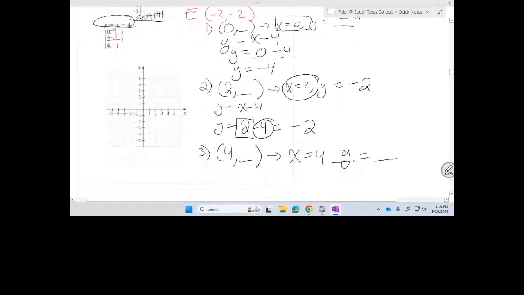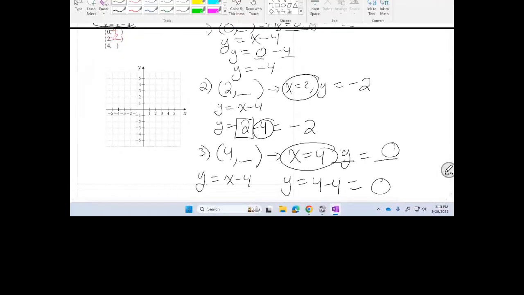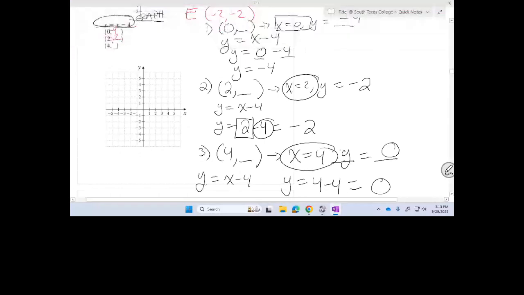So y'all, I'm going to come back here. I'm going to go y equals x minus 4, and I'm going to plug in x equals 4. So y equals 4 minus 4. What's 4 minus 4? Anyone know? Oh, you know, it's 0, right? Boom, 0, my hero. So right here, y'all, I'm going to put a 0.